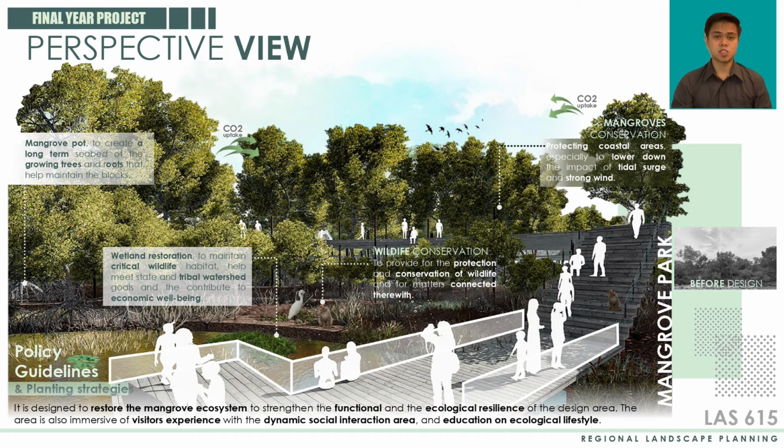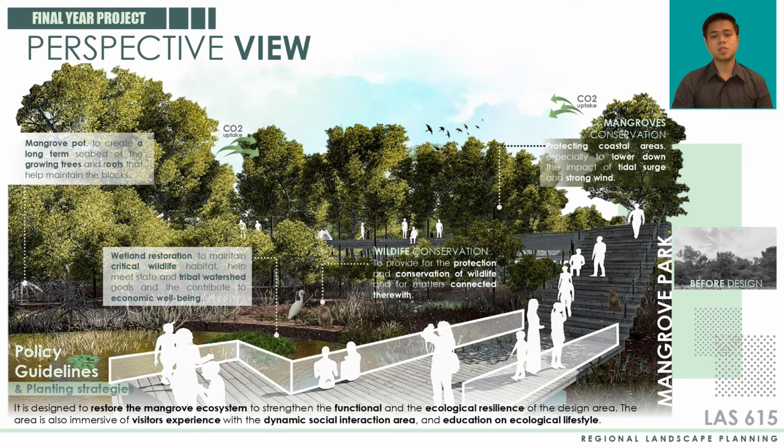For the planting strategy, the mangrove pot helps create a long-term seabed for growing trees, and the roots help to maintain the blocks. Second is wetland restoration, to maintain the critical wildlife habitat, help state and tribal watershed goals, and contribute to economic well-being.